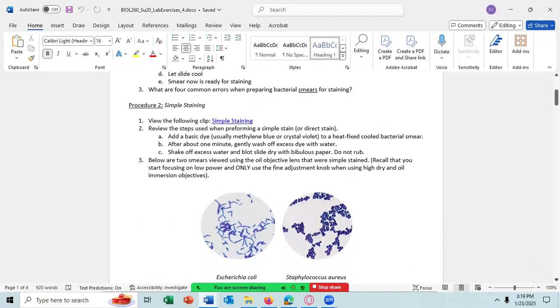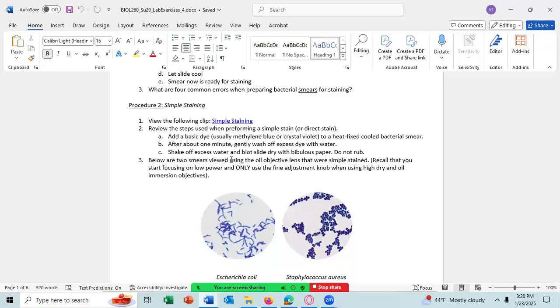Procedure 2, simple stain. View the following clips on a simple stain. Review the procedure of a simple stain. You simply add a dye. It doesn't have to be a basic dye. Usually it's methylene blue or crystal violet. You apply that dye to a bacterial smear. After about 1 minute, you gently wash off the dye with water. Shake off the excess water. Blot the slide dry.